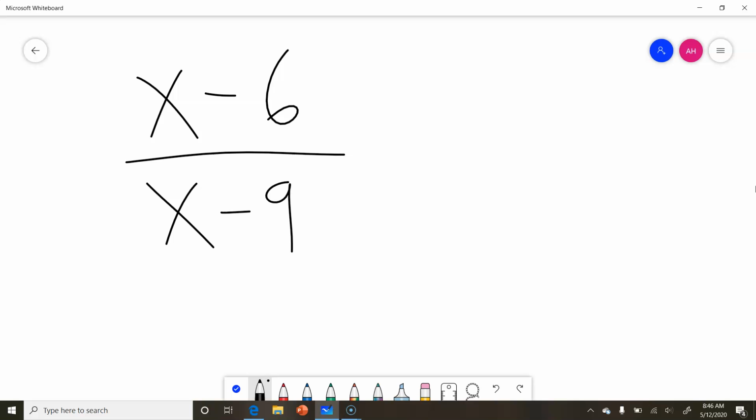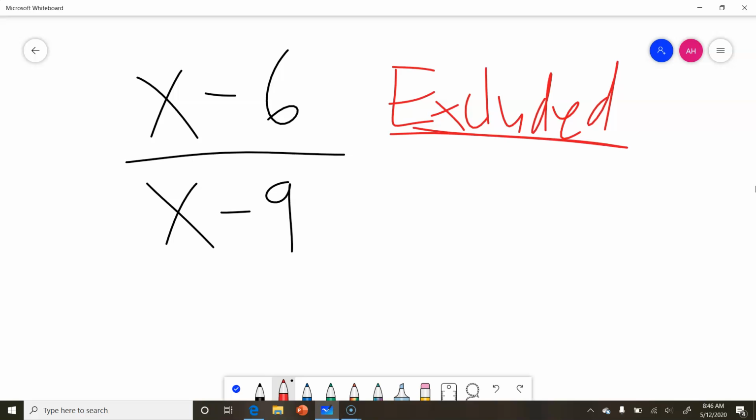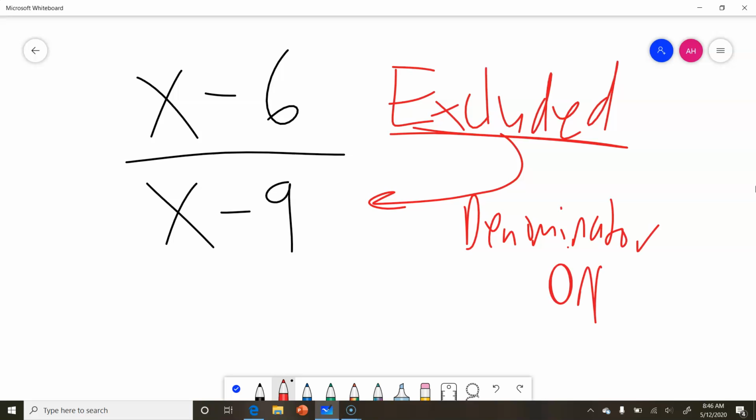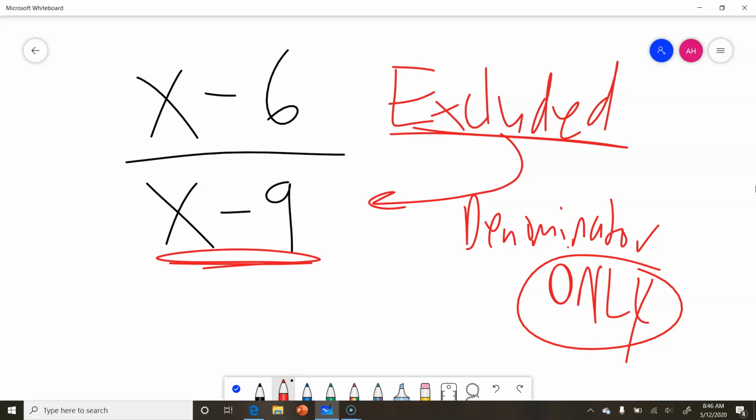So if we look at something like this, x minus 6 divided by x minus 9, right? We're asking what's on the bottom. So this is when it uses this word excluded. This is going to be the beginning of the homework. You always look to the denominator only. Key part, it's only the denominator. When it uses the word excluded, we're only looking down here. So we want to make sure that this does not equal 0, right? If this equals 0, then we don't have a fraction.